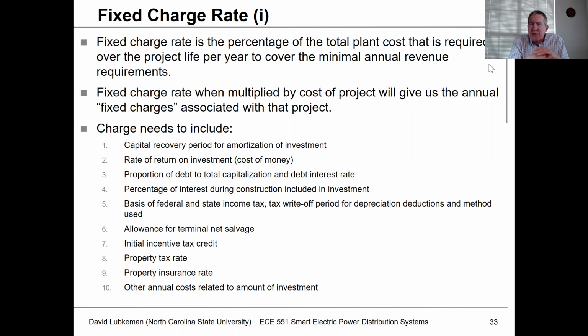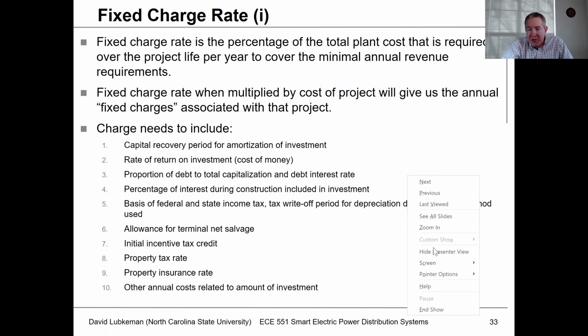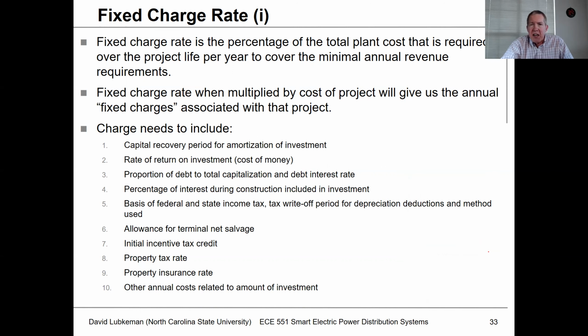Now, where this fixed charge rate comes from depends on a lot of things, but it basically boils down to: what is the utility's cost of getting money? To get an FCR number, it relates to what's going to be the capital recovery period for the amortization of the investment. How long is this particular asset going to last? Is it going to last 10 years? 20 years? 30 years? We have to know something about that. A lot of utility assets are good for maybe 30, 40, 50 years. It's also going to depend on the utility's cost of raising money.